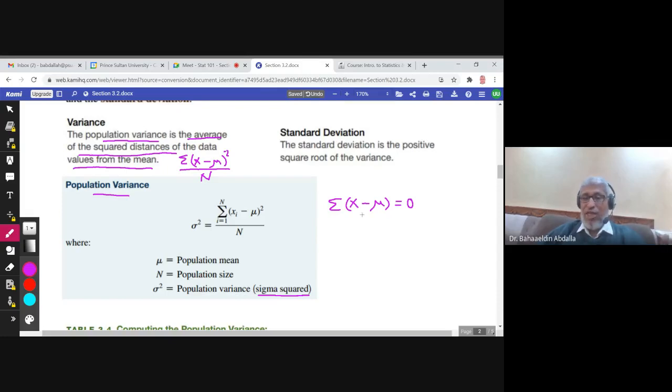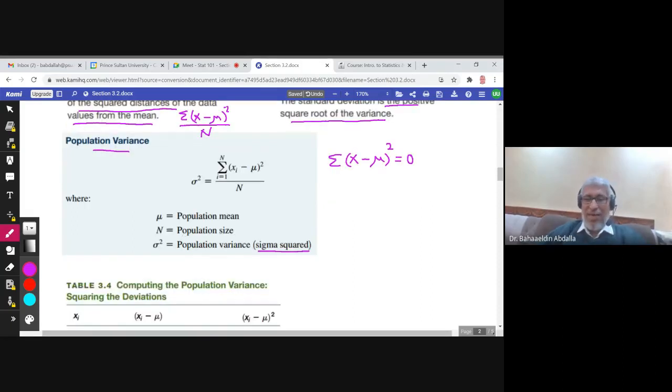So to change the negative distances to positive distances, we square it, okay? We square this distance, so all of the squared distances would be positive. We add all of them, we divide by capital N, and we get the population variance. The standard deviation is the positive square root of the variance. So the population standard deviation would be sigma.